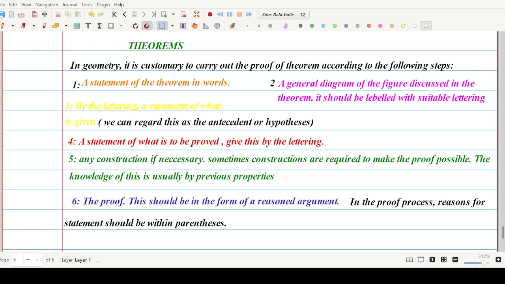Number 5, any construction if necessary. Now, sometimes you cannot carry out the proof of a theorem unless you add construction to it. But the question now is, how do we know which construction to be added? That is based on what you've learned before. Now, all what we've learned before has given us good momentum to establish that the sum of the interior angles in a triangle is 180. I will display that in our next video.